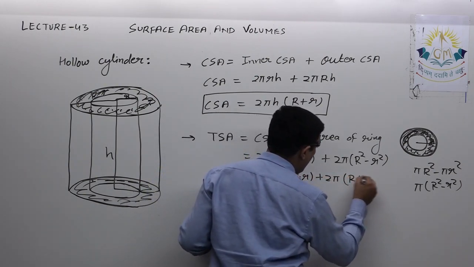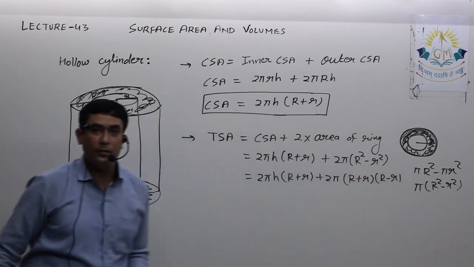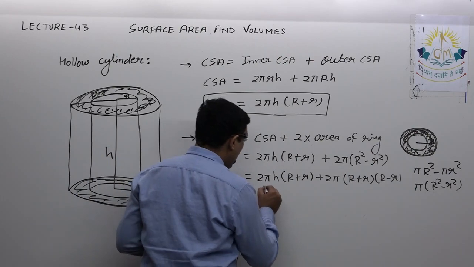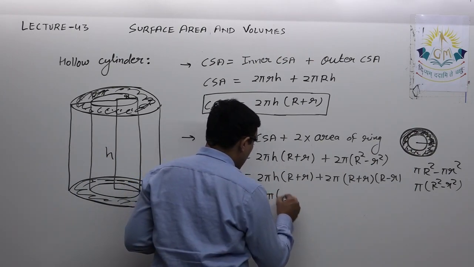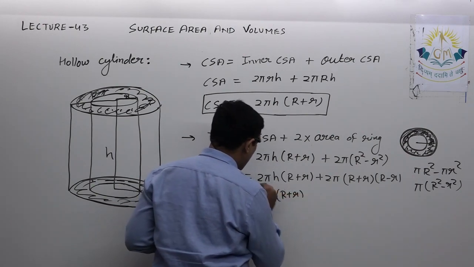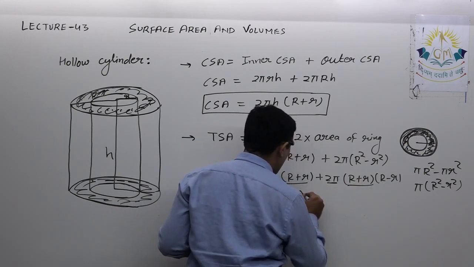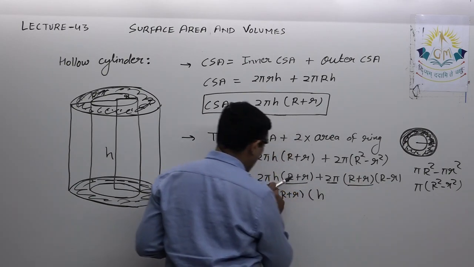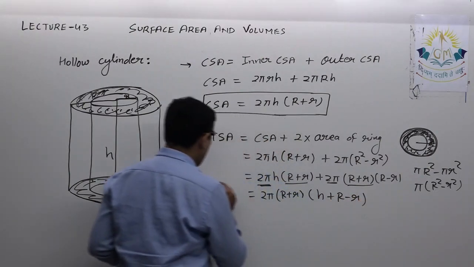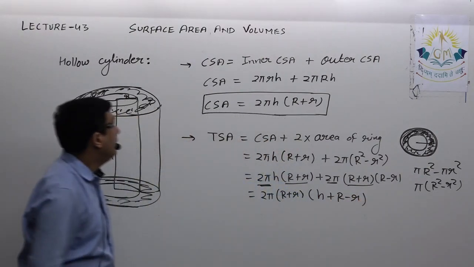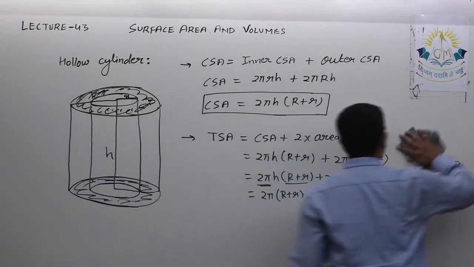Here, R plus r and R minus r, applying the identity of a square minus b square. Now I can take 2 pi (R plus r) common. So what I am left with is h plus R minus r. So this is the TSA of a hollow cylinder, the total surface area of a hollow cylinder.